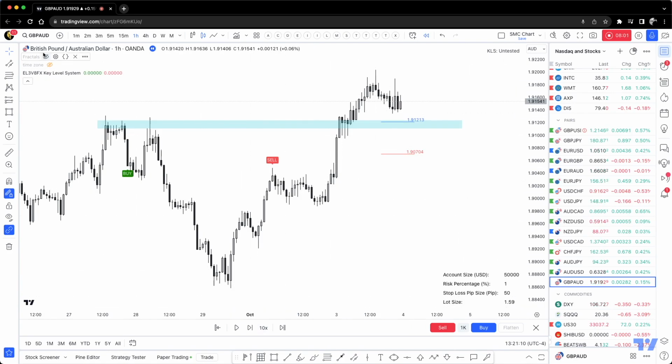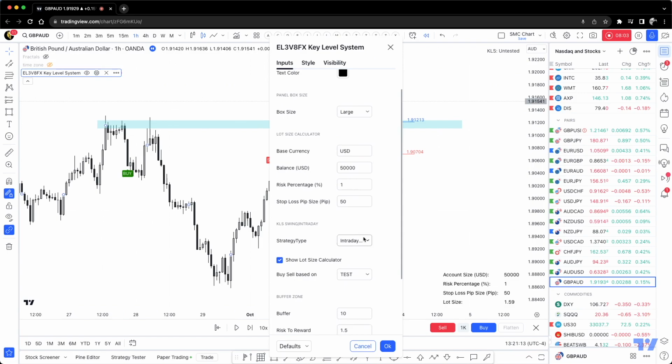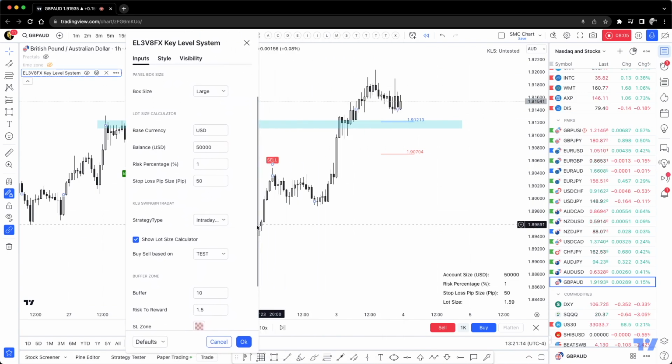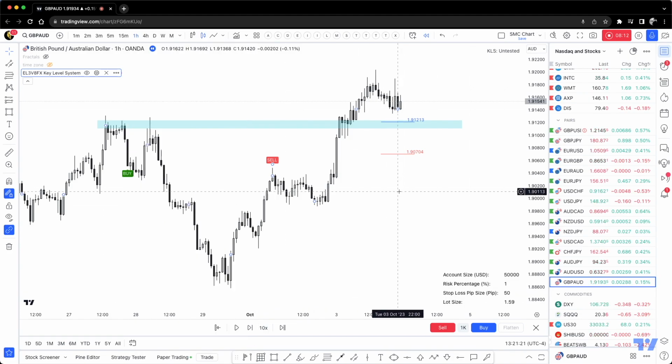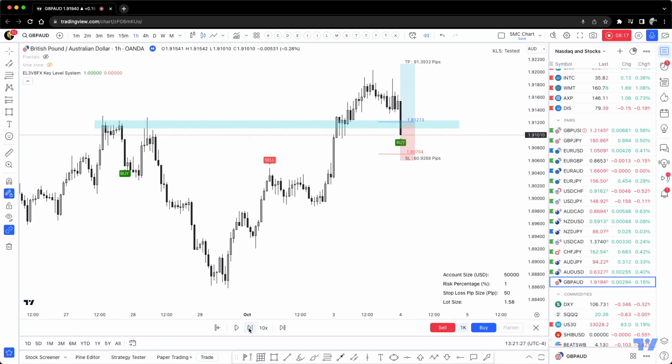So let me go back here just to show you as well. You see this option here called test and candle closure. Look at what it's going to do with this. First, I'm on test mode right now. So look at what it's going to do. On test mode, it's already giving me the buy. You're right there. The price got into the zone, and it's giving me the buy.